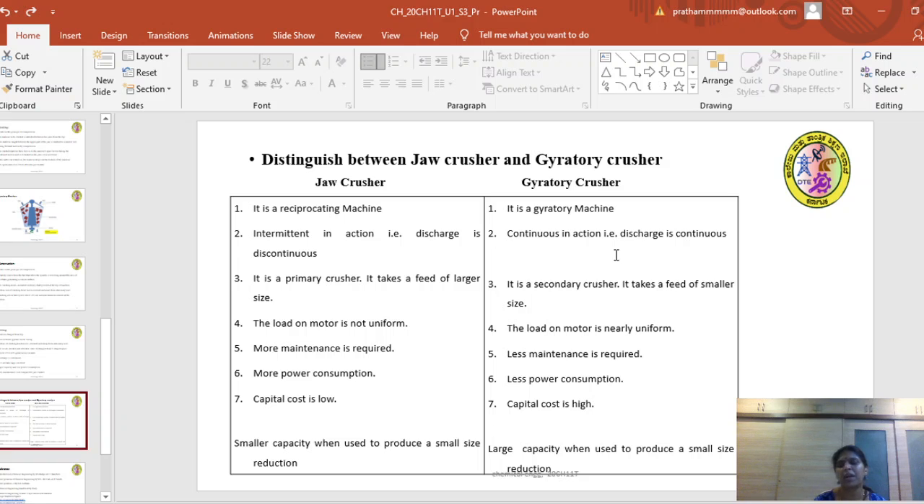So the smaller capacity can be used to produce a smaller size reduction, and larger capacity when used to produce a smaller size reduction. So these are the basic differences you can see in a jaw crusher and the gyratory crusher, after learning from the construction and the working of the primary crushers, the jaw crusher and the gyratory crusher.